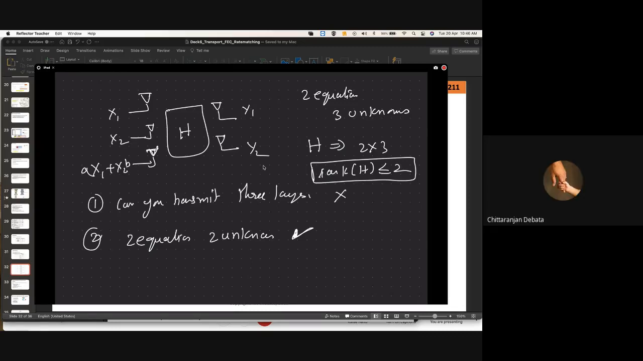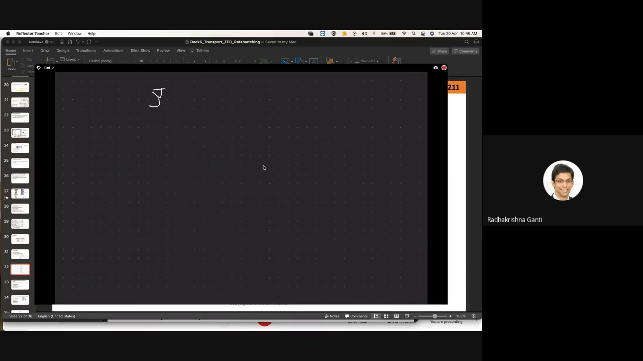Sir, what about the reverse case? That is, at the transmitter there will be 2 antennas and at the receiver there will be 3. Okay, let's do this. So there are 2 antennas here and 3 there. So x1, x2, y1, y2, y3.